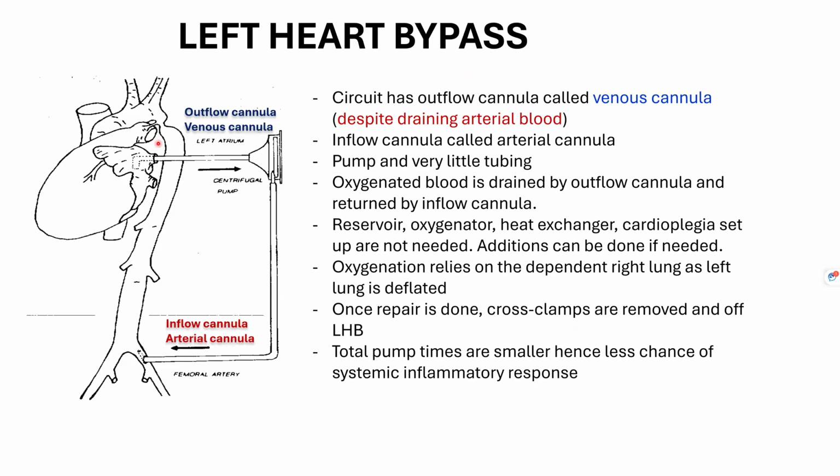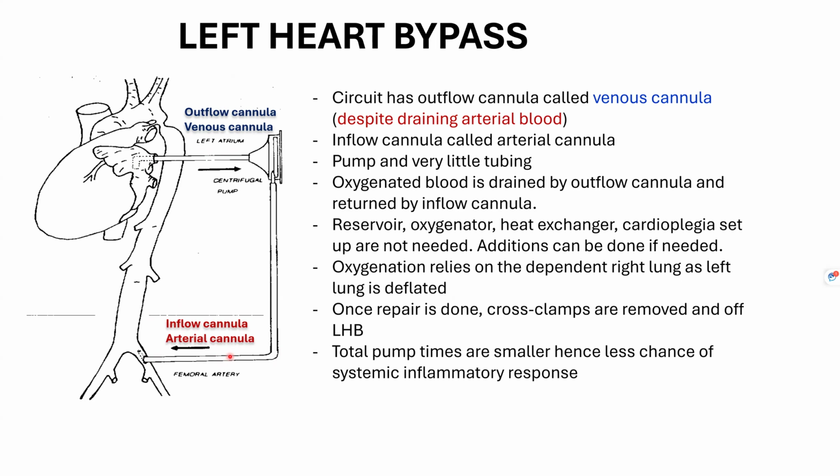So this is another example, and it's even further simplified: you're just taking the blood out from the left atrium and it is taking the blood out to the pump. So it's your outflow cannula or your venous cannula, and it is returned back, in this case, in one of the iliacs. And because it is bringing blood back into the body, it will be called your inflow cannula or your arterial cannula.